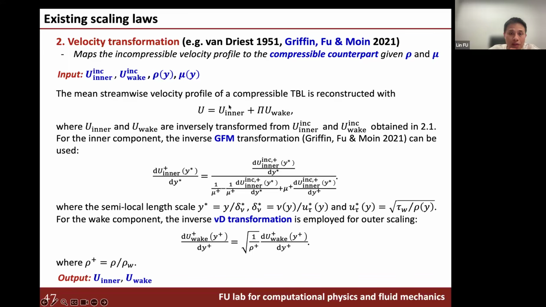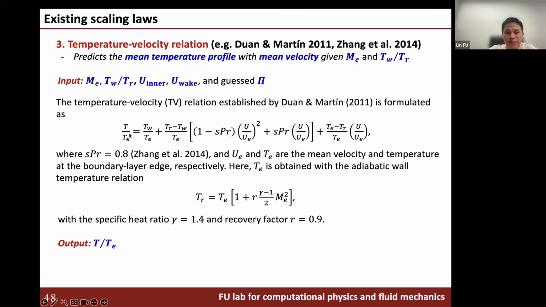So essentially, for the inner velocity profile, we can reversely transform the velocity profile from the incompressible counterpart to the compressible velocity profile by the GFM transformation. And for the outer regime, you can use the van Driest transformation. Now you have an incompressible velocity profile, and you also have a bridge, the GFM and VD transformation, that can transform the incompressible counterpart to the compressible velocity profile. As long as you have the velocity profile, you can also utilize the quadratic temperature velocity relationship to predict the temperature. And with temperature, you have viscosity, and then you have all the other variables, density, etc.